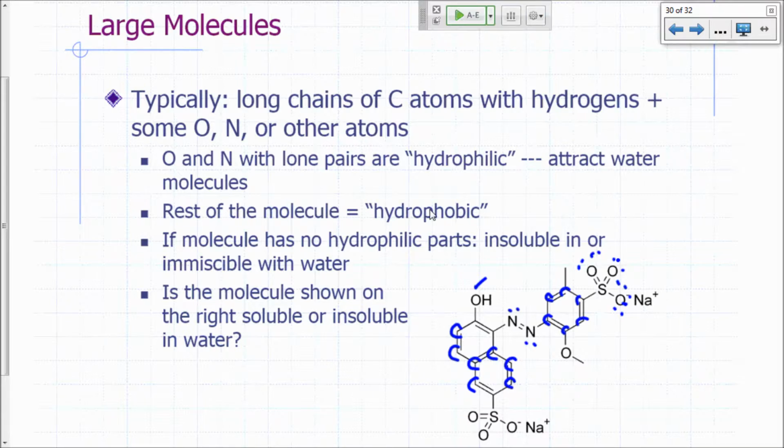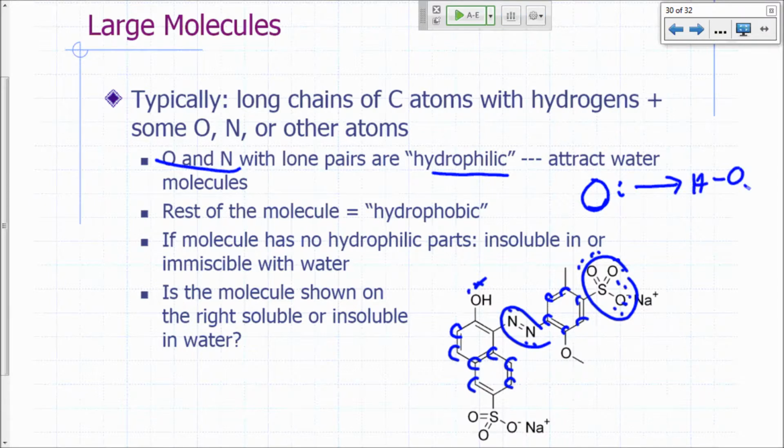And so the parts of the molecule that have the oxygen and the nitrogen with the lone pairs are what you might call the hydrophilic parts of your molecule. Those are the parts of the molecule that are capable of hydrogen bonding interaction with water, right? So if you have an oxygen with a lone pair, it will be attracted to the hydrogen of a neighboring water molecule. The rest of the molecule would be what you would call hydrophobic.